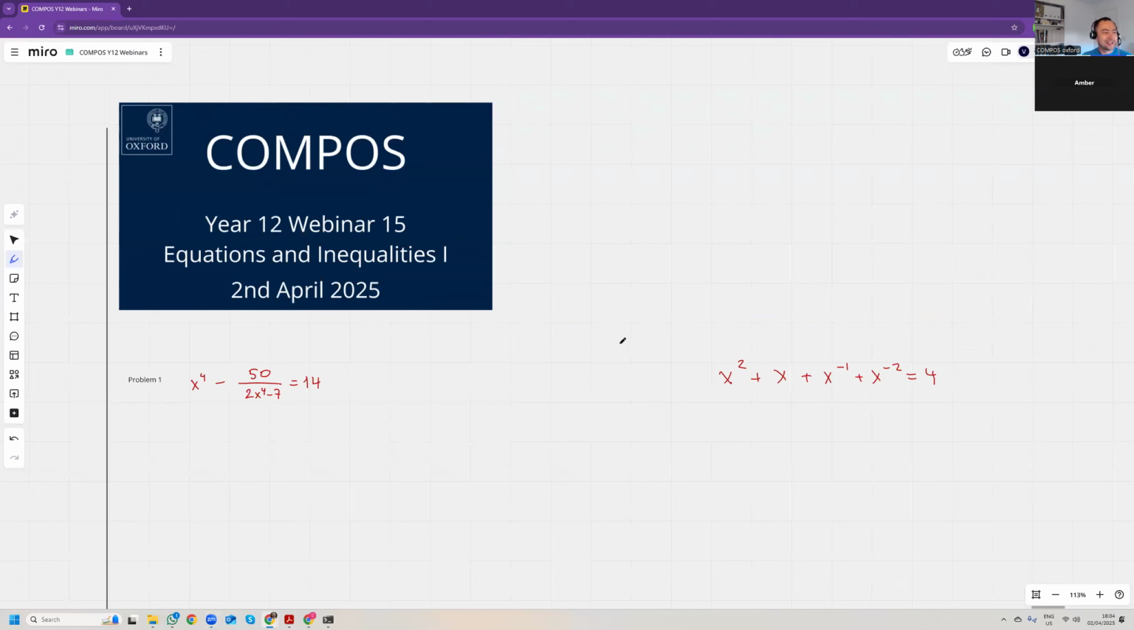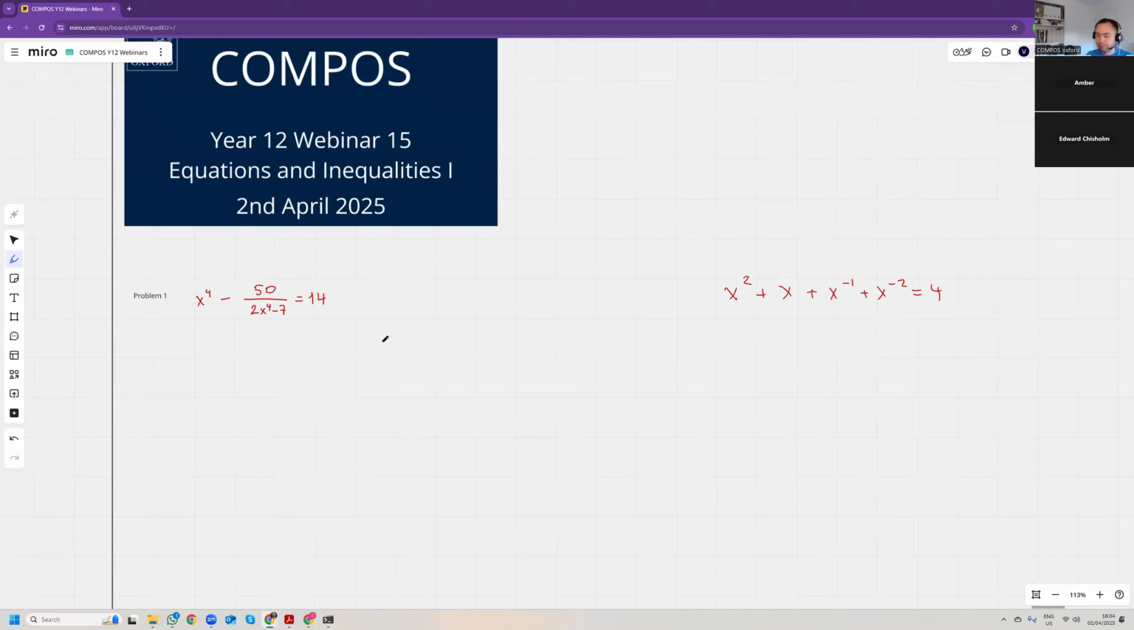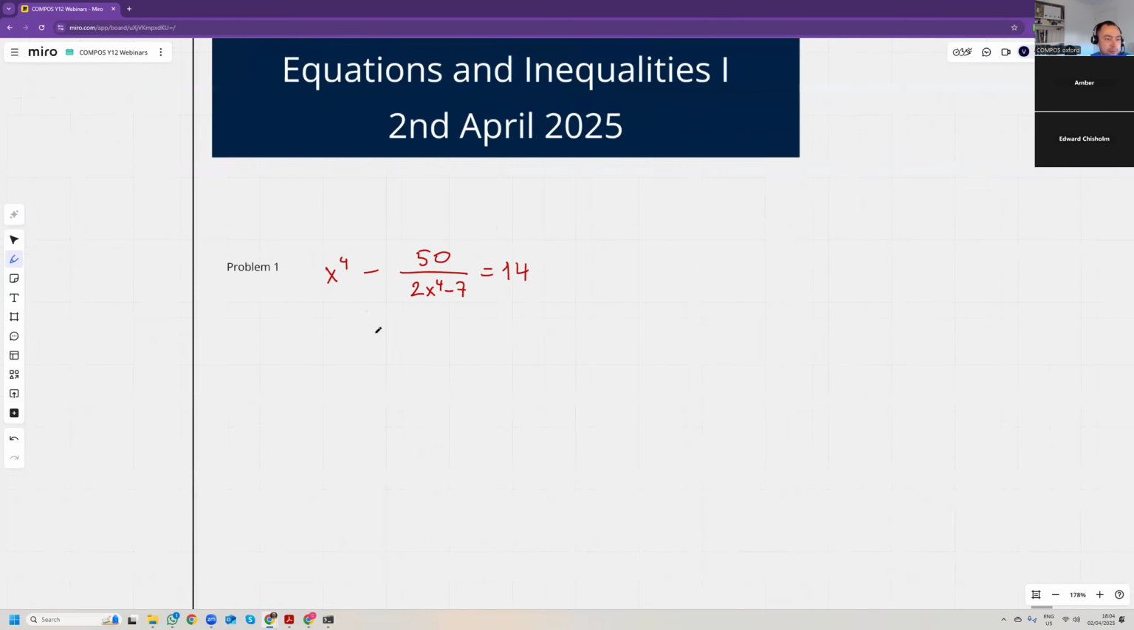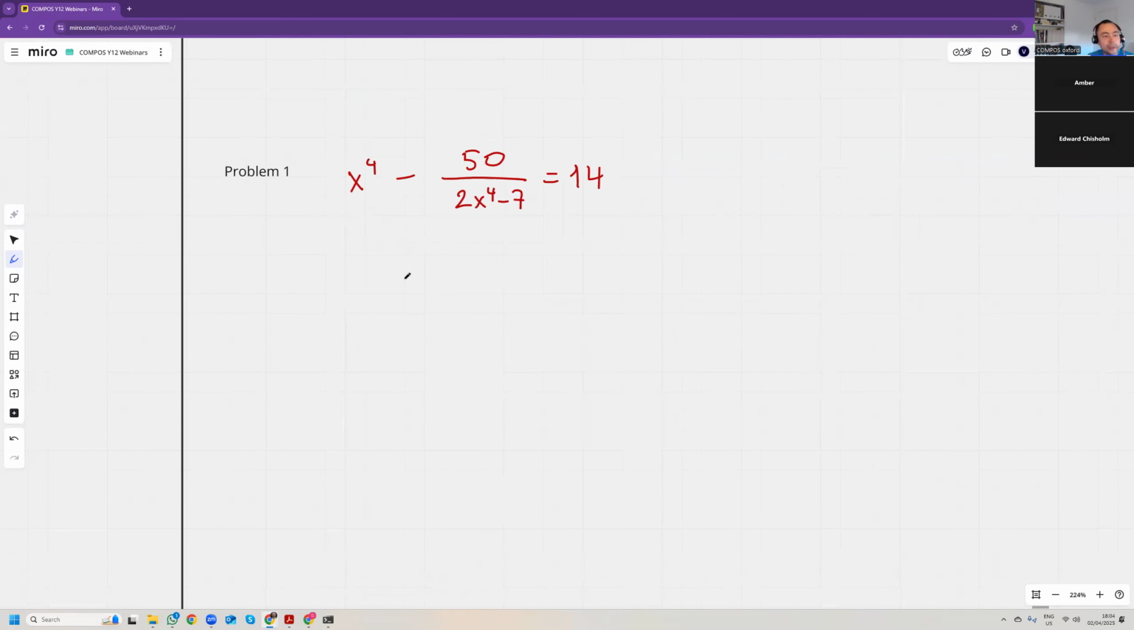So today I'm going to talk about equations and inequalities. To begin with, I'd like to do some quite interesting equations, as I found them interesting. In most cases, you need to do a substitution. So let's have a look at problem number 1. We have a rational equation, rational algebraic fractions with x to the power 4. Any suggestion what we can do here? What would be the first step?